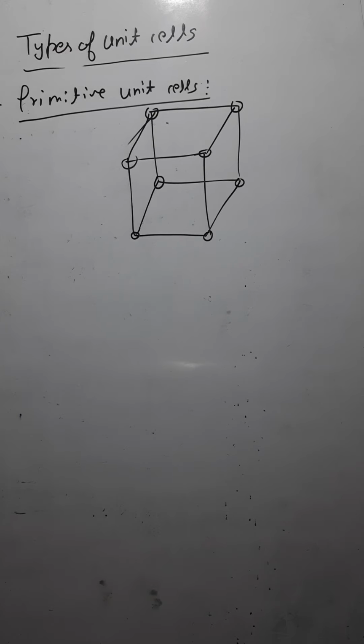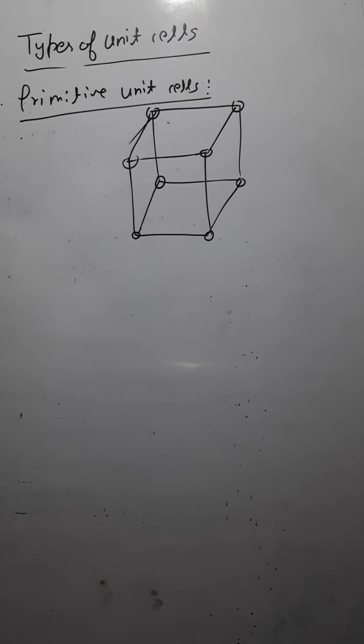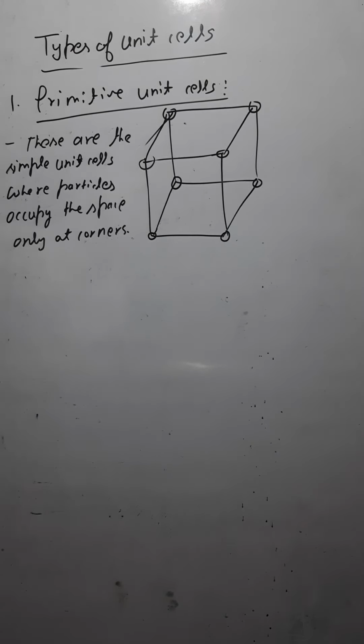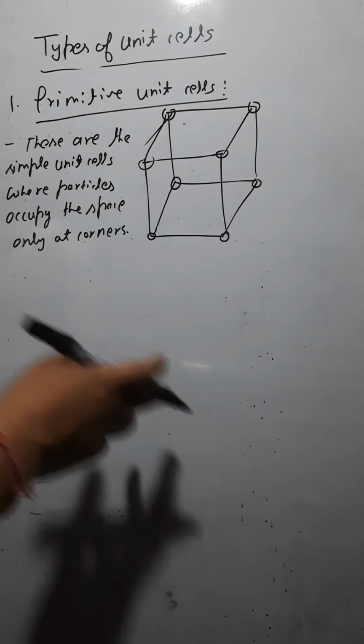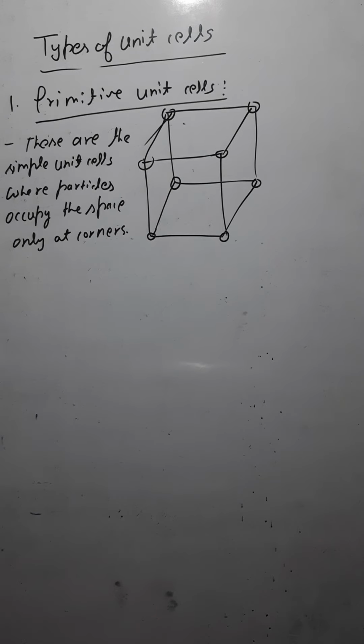So let me write about the primitive unit cell here. What are primitive unit cells? These are also known as the simple unit cells, where the particles, or you can say the atoms, occupy the space only at the corner. So such cells are known as the primitive unit cells.